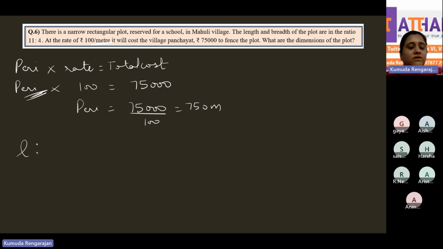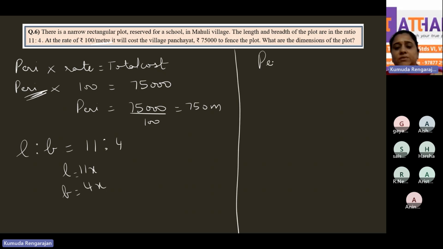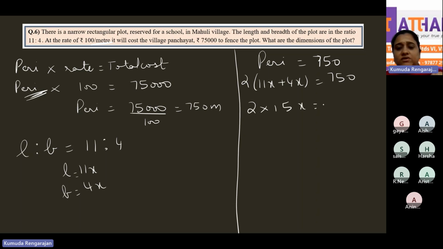Now L is to B, the ratio is 11:4. So let the length be 11x. Let the breadth be 4x. Now we know that perimeter is 750, right? So take up that information. Perimeter is equal to 750. Perimeter means 2 into (L plus B). So 2 into (L plus B) is equal to 750. Now 11x plus 4x is 15x, so 2 into 15x is equal to 750.